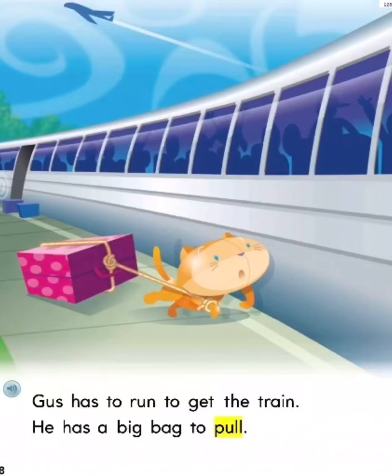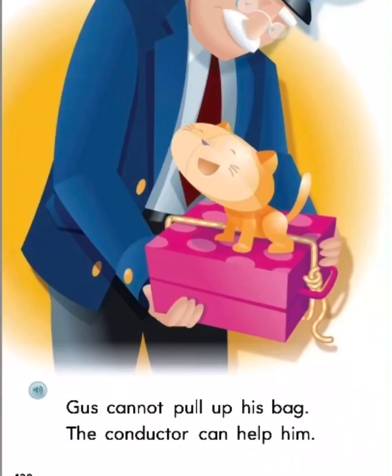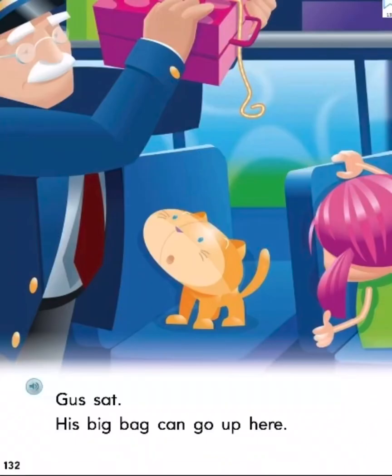Gus has to run to get the train. He has a big bag to pull. Run, Gus, run! Gus cannot pull up his bag. The conductor can help him. The train is full. Gus can see many kids. Gus said, his big bag can go up here.